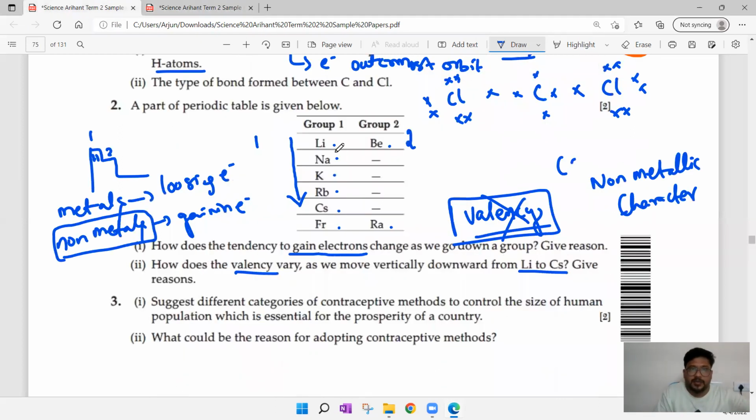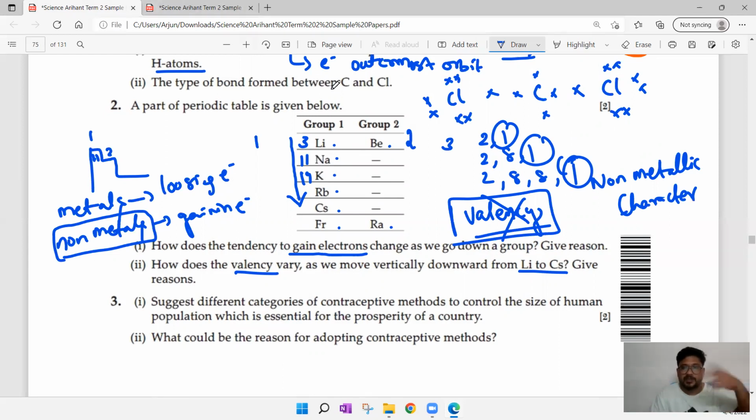For example, if you take lithium, its atomic number is 3. The electronic configuration for 3 will be 2, 1. Sodium, atomic number 11: the electronic configuration is 2, 8, 1. Potassium, atomic number 19: the electronic configuration is 2, 8, 8, 1. If you observe, 1, 1, 1, valency is 1. So valency will be constant if you are moving from top to bottom. Previously I said that you can keep that statement for this, and non-metallic character for the other.